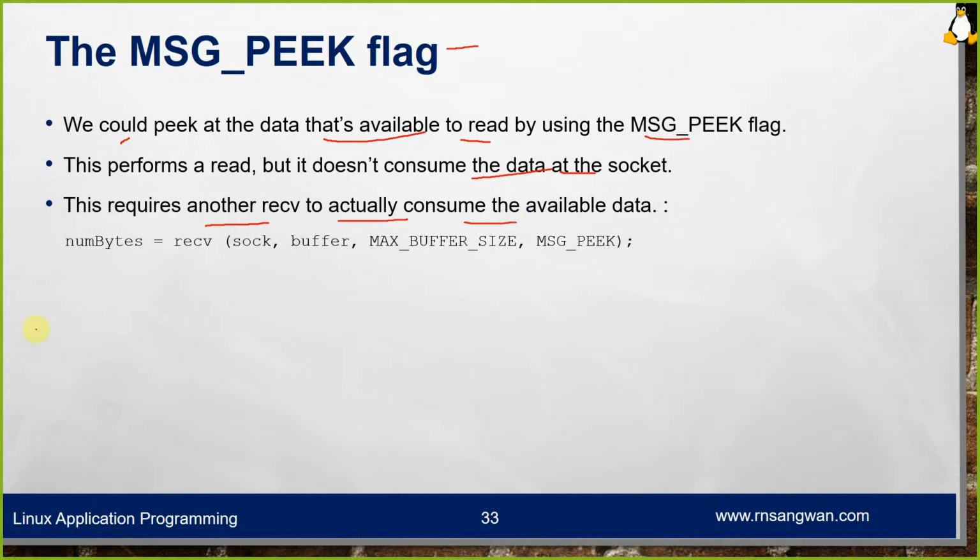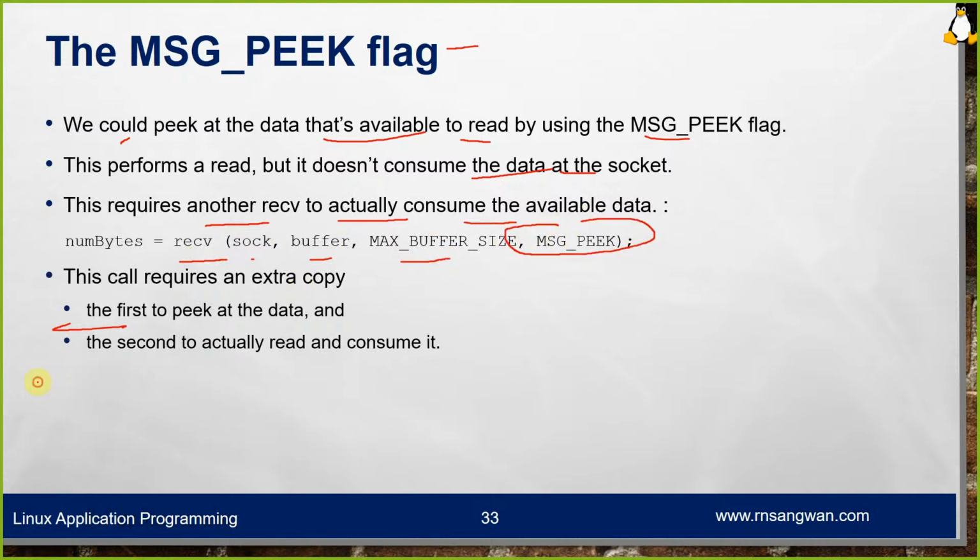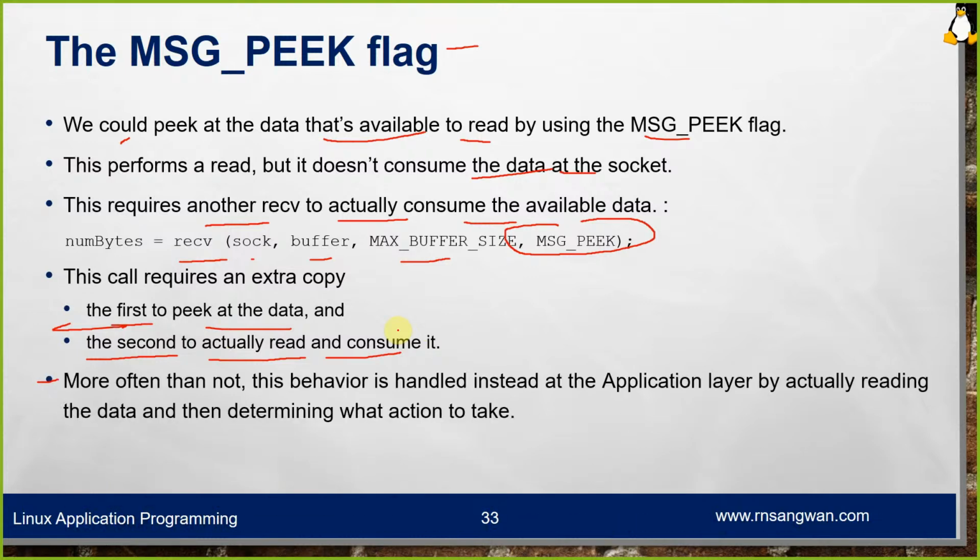So like number of bytes, receive, socket, buffer, maximum buffer size, MSG_PEEK. This call requires an extra copy. The first will peek at the data and the second actually reads and consumes it. So we are handling the handshake separately and the data separately. More often than not, this behavior is handled instead at the application layer by actually reading the data and determining what action to take.